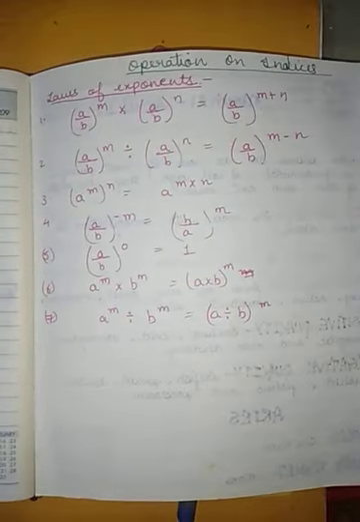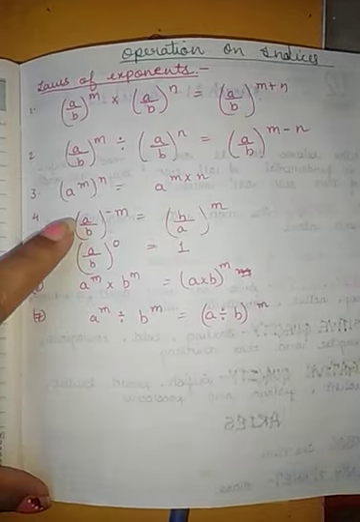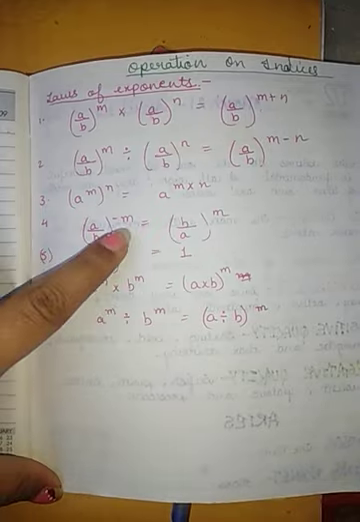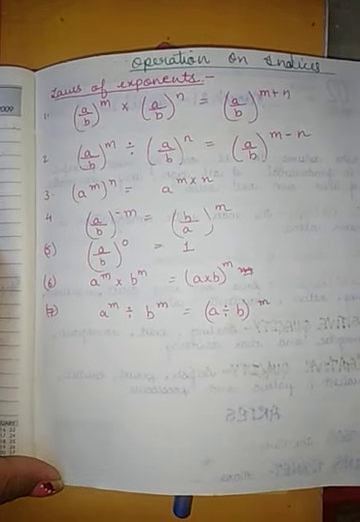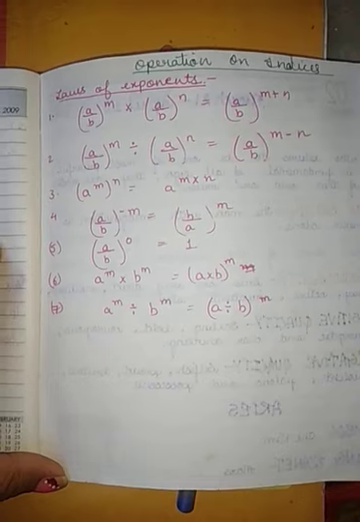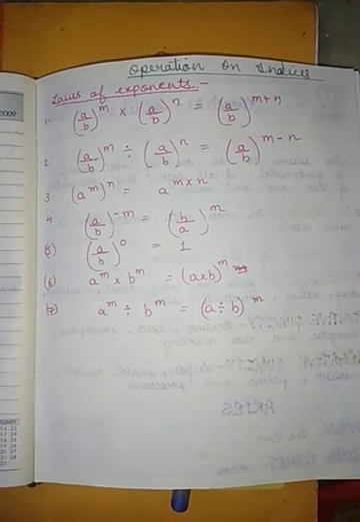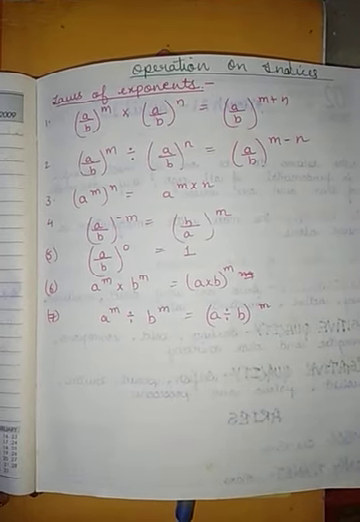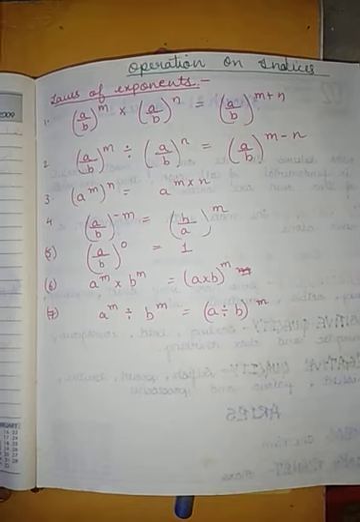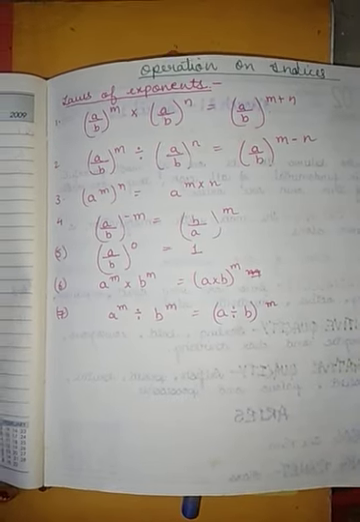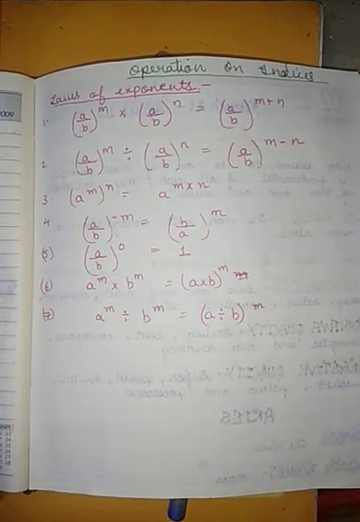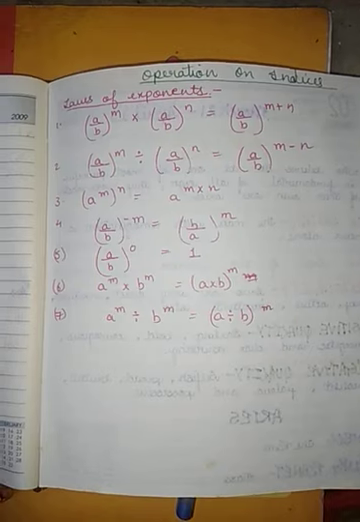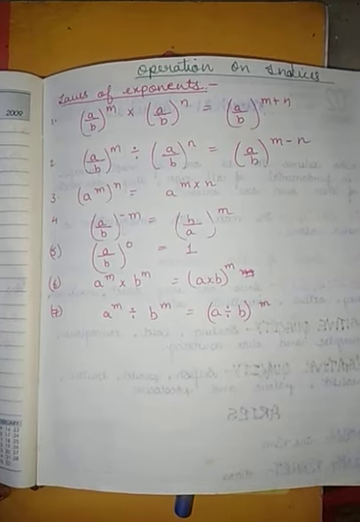If an exponent has a negative power, then to make that power positive, we will just take the reciprocal of the base. If the base is a upon b, to make the power positive from negative, a upon b would become b upon a raised to the power m. Power has become positive. The next rule: a upon b raised to the power 0 is always 1. Any number with power 0 is always 1.